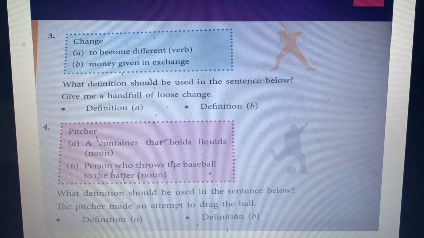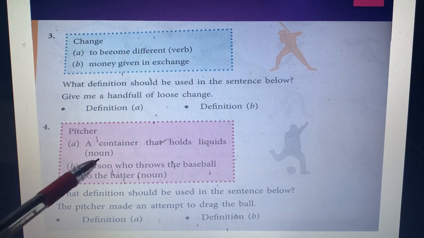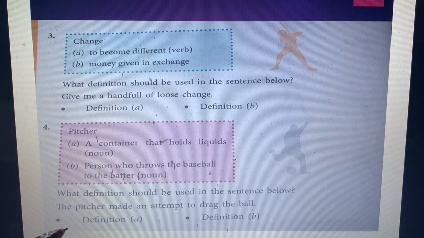Fine. Next is pitcher. This pitcher also has two meanings. First is the container that holds liquid. Person who throws the baseball to the batter. Fine. So these are the two different meanings. So now you look over here. The pitcher made an attempt to drag the ball. The pitcher made an attempt to drag the ball.